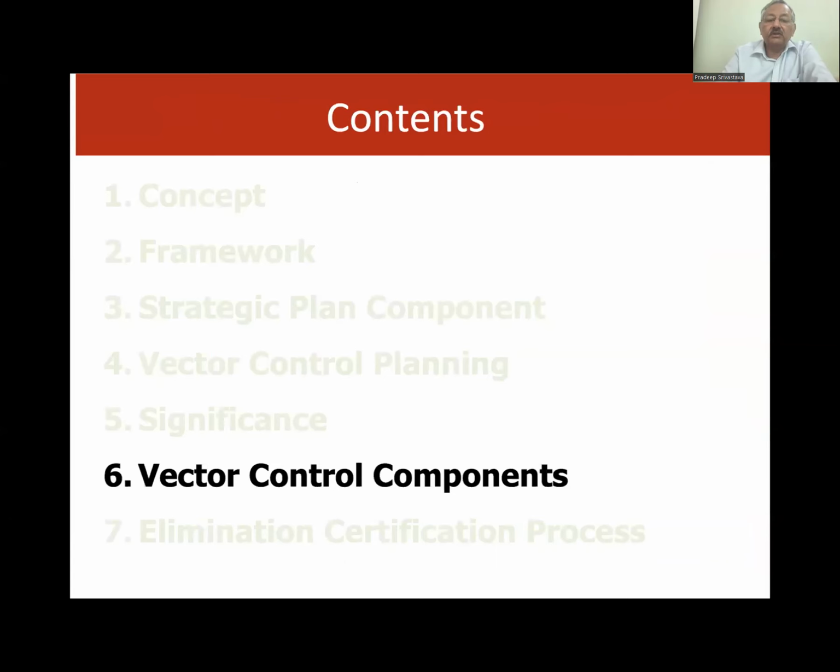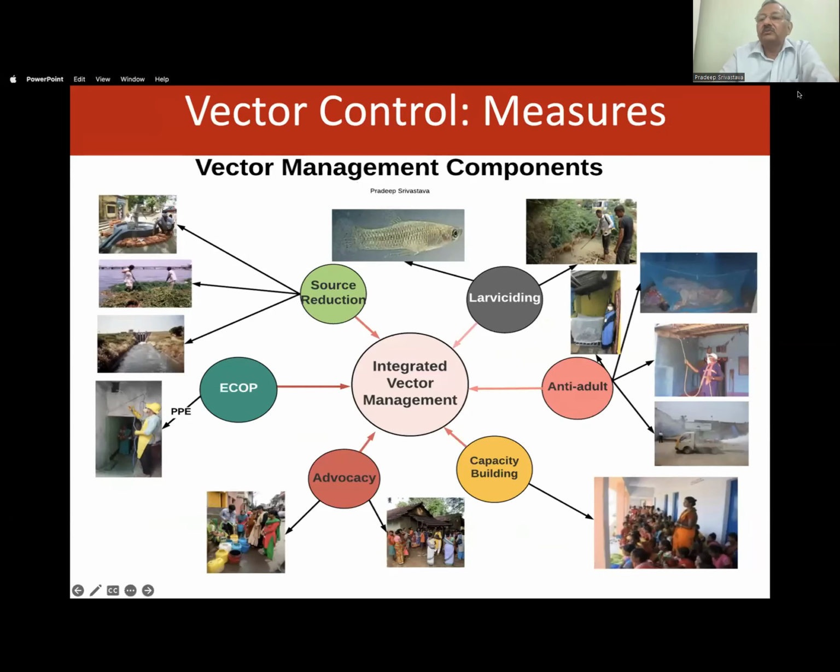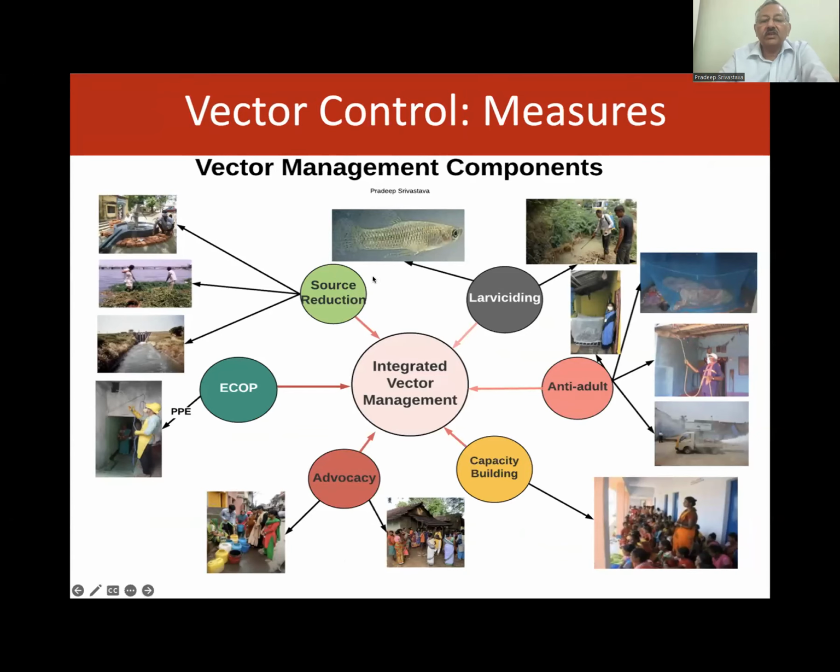Now coming to the vector control components, we all know what the main vector control components are. If you see, it starts with source reduction. The first one is integrated vector management. If you have all the vector control tools, you have to have a rational decision making process, and that becomes integrated vector management.